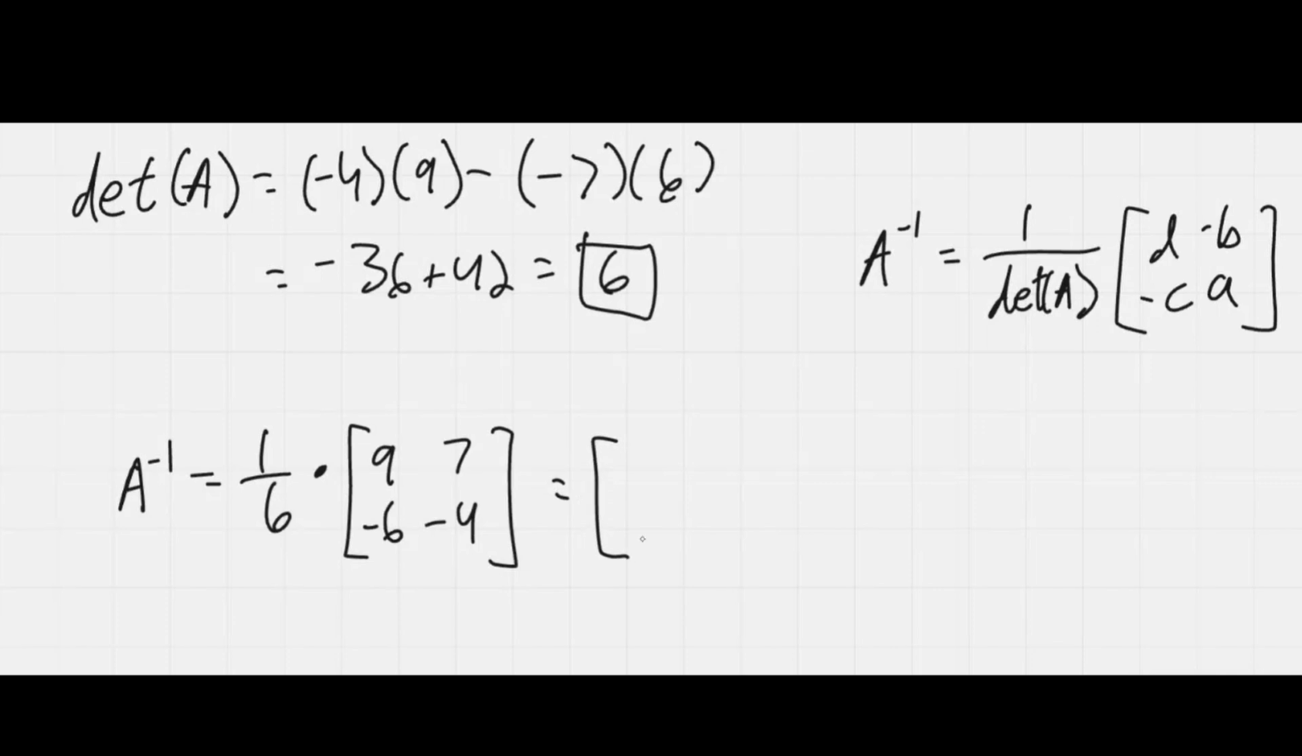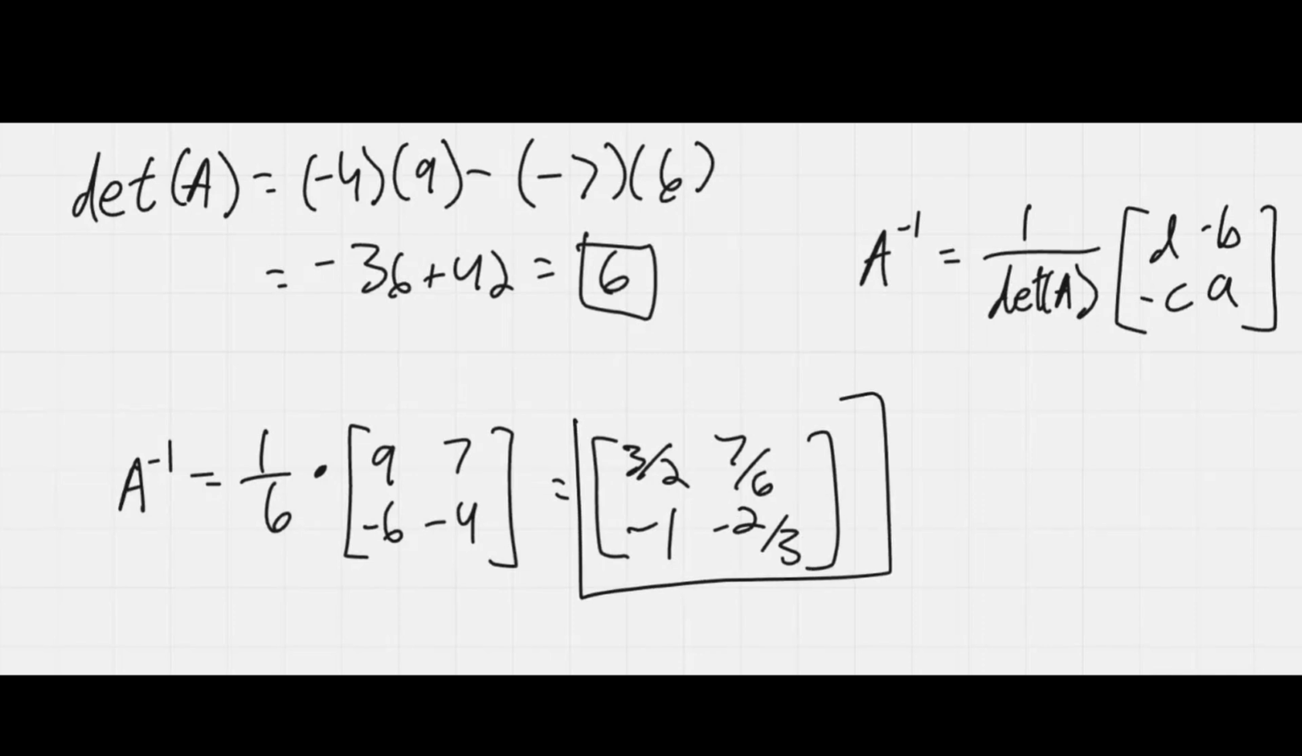And so what that results in is 9 over 6, which is equivalent to 3 over 2. 7 over 6, which is just going to be equivalent to 7 over 6. Let me write that down. Next we have negative 1, because negative 6 over 6 is negative 1. And let me write that better. And then we have negative 4 over 6, which is just negative 2 over 3. And so that is the inverse of the original matrix, negative 4, 9, negative 7, 6.